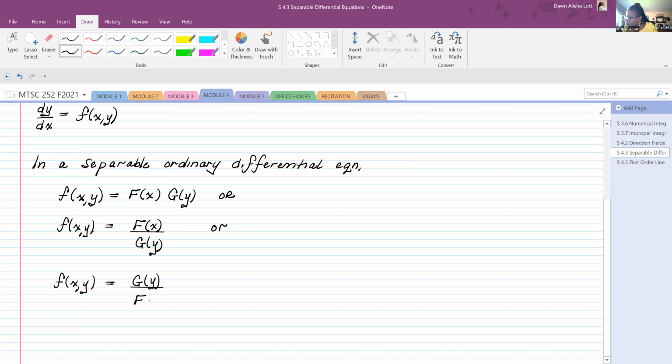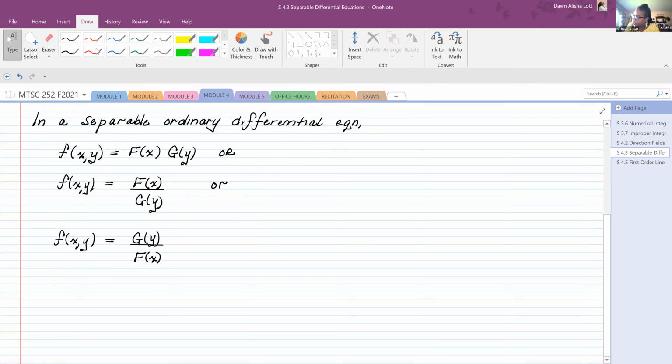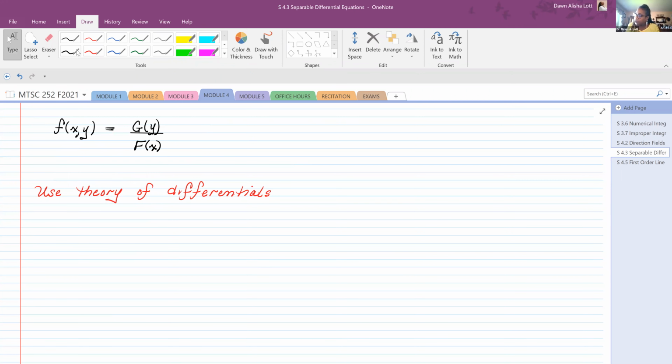So basically, I can separate my problem. And we're going to use differentials, so we're going to use the theory of differentials. These problems require quick, simple integrations. So here's an example. The first one is going to be the one that we did.